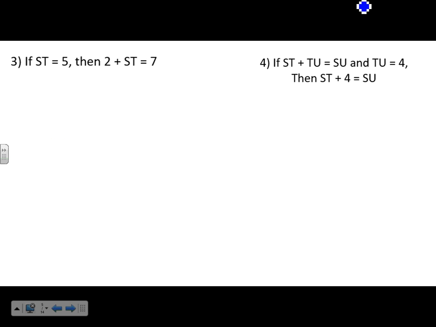Now, what I said earlier, I said, what do you do to this to get this side over here? That's what I'm talking about with this one. Anytime you see this, what am I doing to this ST is equal to 5 to get 2 plus ST is equal to 7? Well, you are adding 2 to it, so that's going to be the addition.